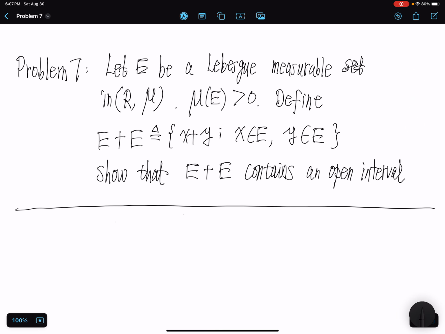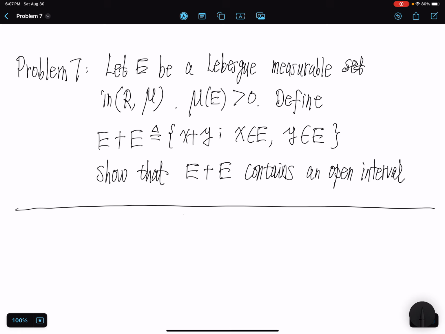Today we'll be working on the following problem. Let E be a Lebesgue measurable set in R^1 with Lebesgue measure mu, and mu of E is greater than 0. Now we define the sum set E plus E to be the set of x plus y, in which both x and y are in E. We want to show that this E plus E contains an open interval.